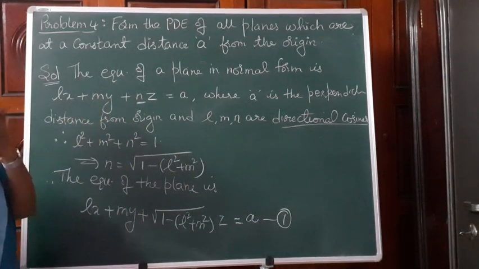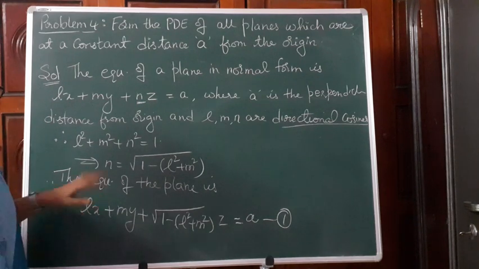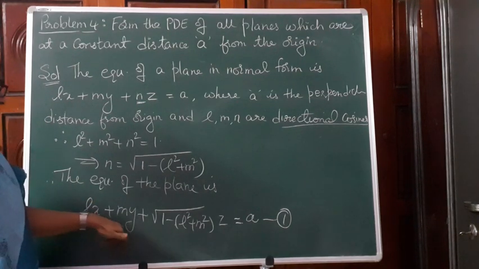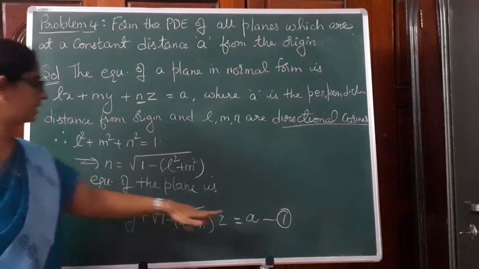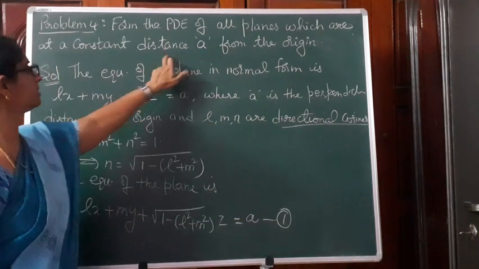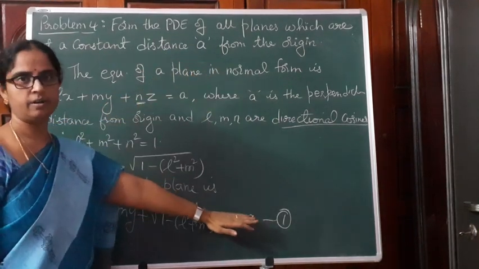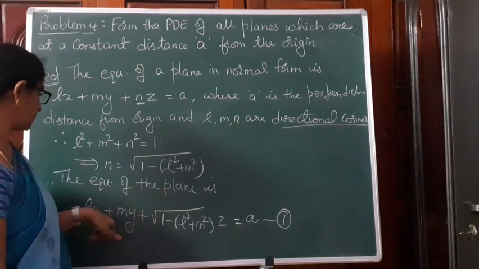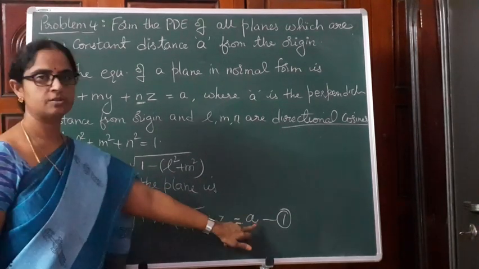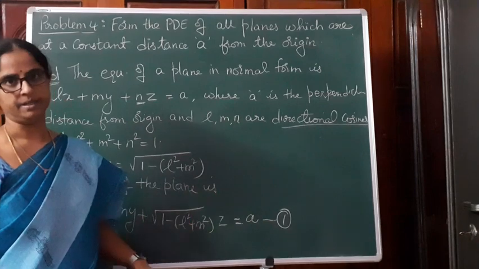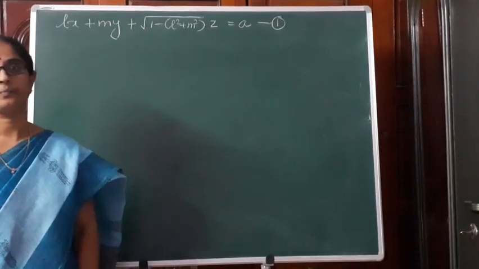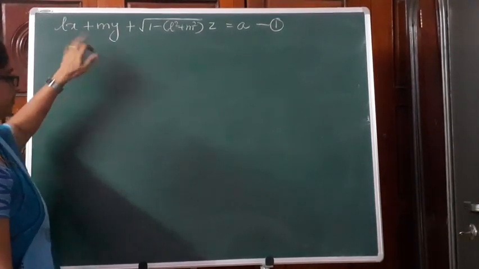And from this we partially differentiate and eliminate L and M. See here, A is constant. It is at a constant distance A. So no need of eliminating A. Arbitrary constants here are L and M. A is called constant or parameter. Okay. This is our equation 1.